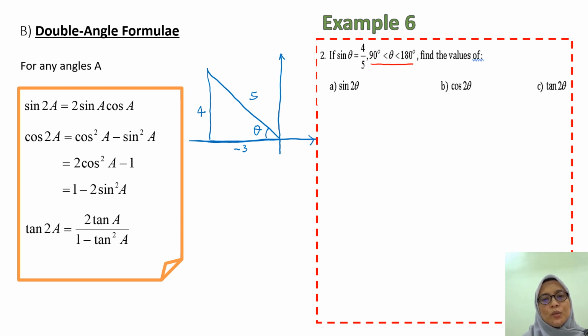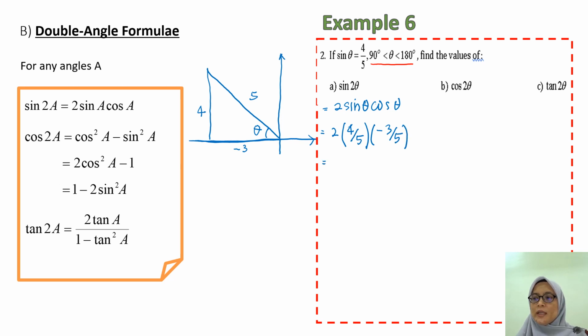Okay, so sin 2 theta by using dia punya formula is 2 sin theta cos theta. So 2 sin theta is 4 over 5 and cos theta is negative 3 over 5. Okay, so calculate, you will get the value is negative 24 over 25.